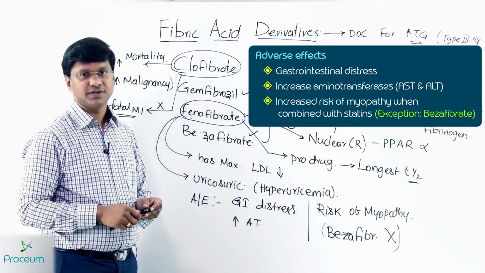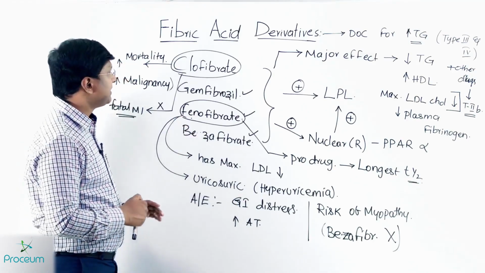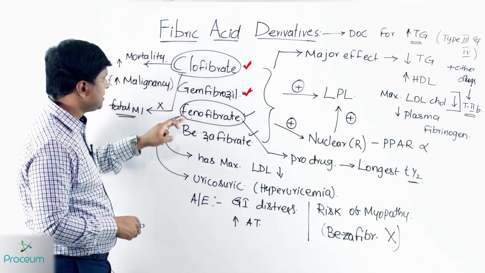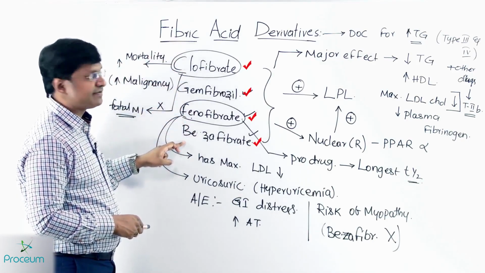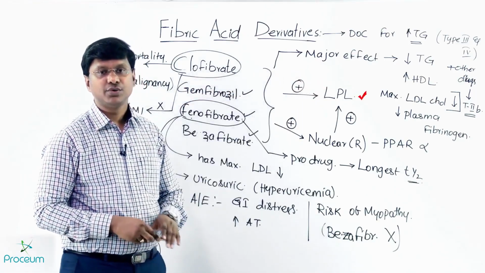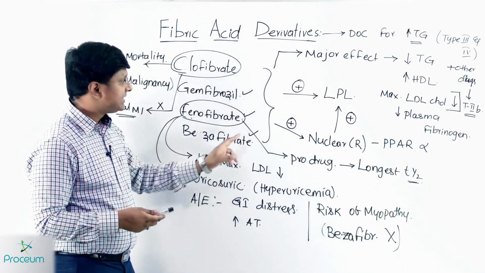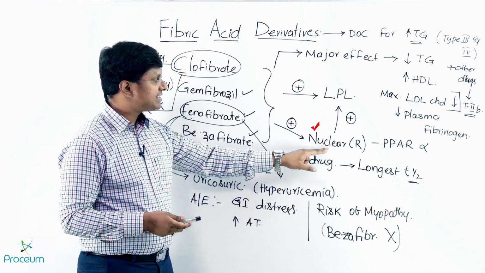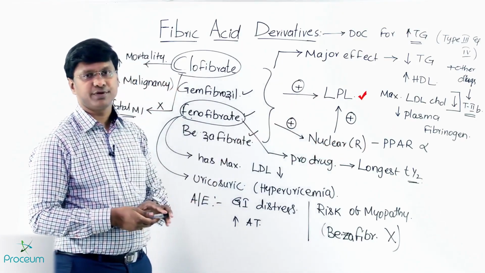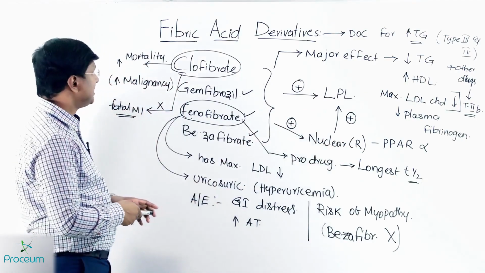Let me shortly revise the fibric acid derivatives. They include clofibrate, gemfibrozil, fenofibrate, as well as bezafibrate. They activate an enzyme called lipoprotein lipase, which causes the breakdown of lipids. And how do they do this? They stimulate a nuclear receptor, that is PPAR-α. This stimulates the lipoprotein lipase, and thereby causes the breakdown of the lipids.